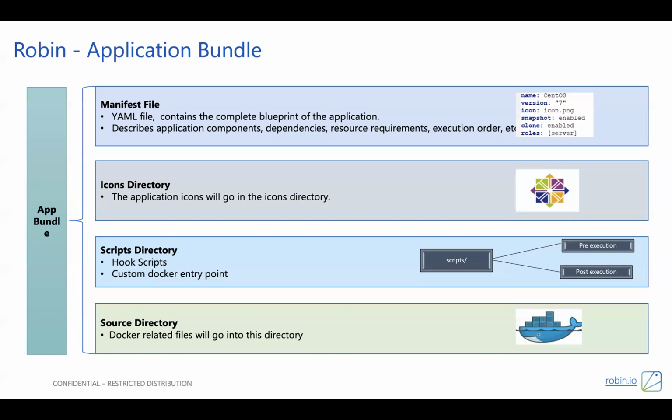And finally, you have a source directory, where you can have additional Docker image related parameters specified, or additional files that need to be pulled for the applications. That's how you package a Robin bundle, and it can be uploaded easily into Robin CNP, and you'll be able to deploy applications like an app store experience.